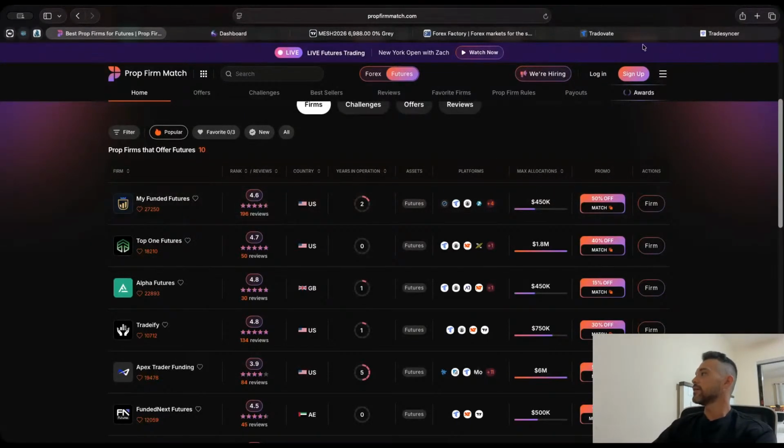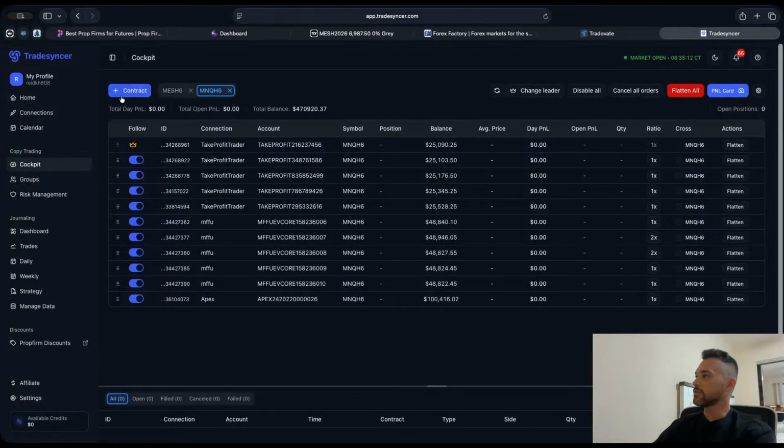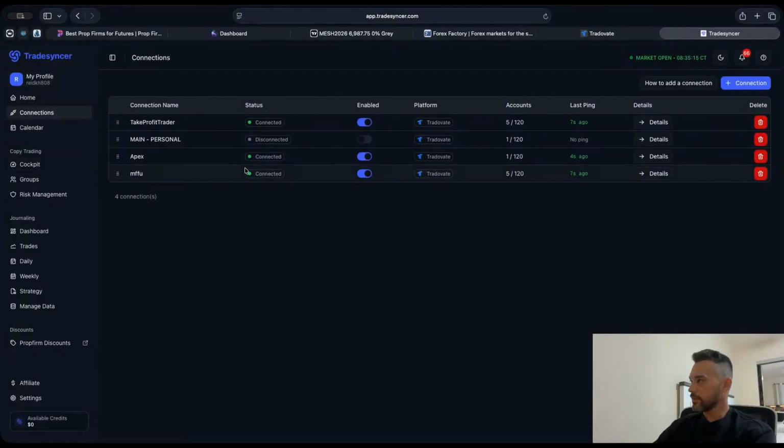Moving on to the next step, the reason why I like to use Tradovate is because with TradeSyncer, I'm able to add the connections here: Apex, My Funded Futures, Take Profit Trader. I'm able to sync these to this website, TradeSyncer. This is another subscription on top of it, but the idea is to be getting paid from these prop firms to cover the expenses, essentially. So that's a quick rundown.